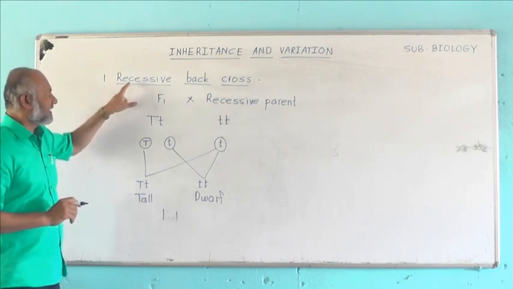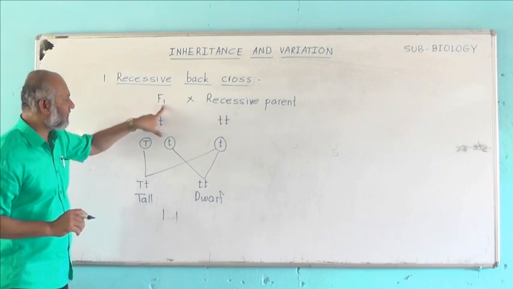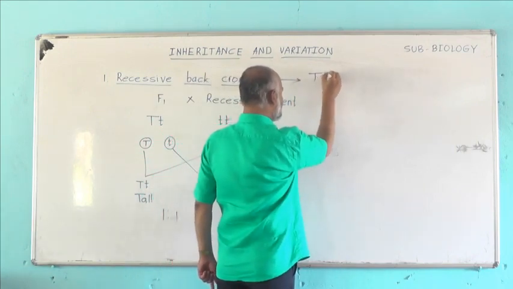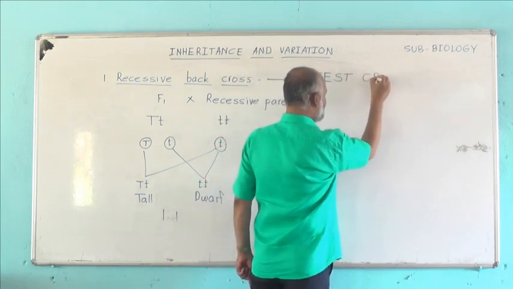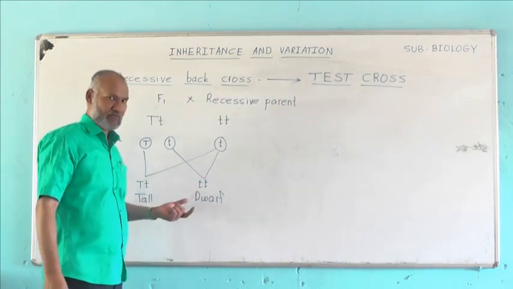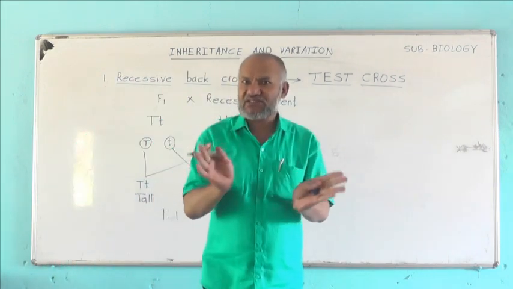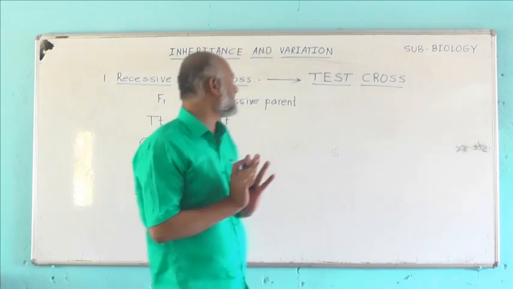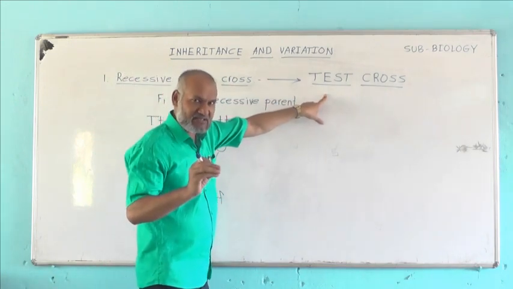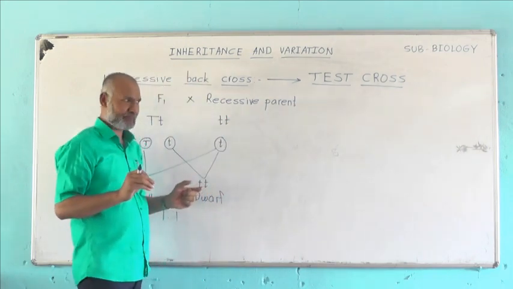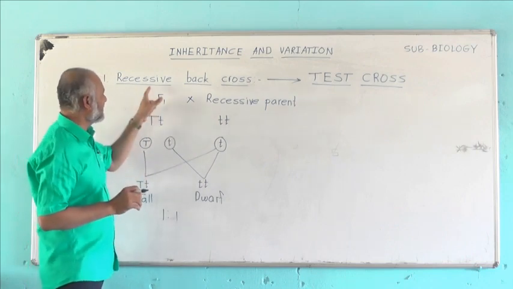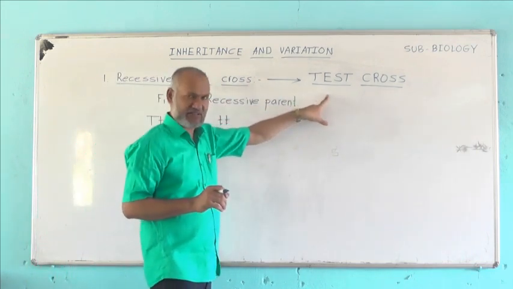Such a cross, the recessive backcross, that is the cross between the F1 individual and a recessive parent, is termed a test cross. Understand carefully. Dominant backcross is not the test cross, but the recessive backcross is the test cross. All test crosses are backcrosses. Dominant backcross is a backcross, but recessive backcross is termed a test cross.